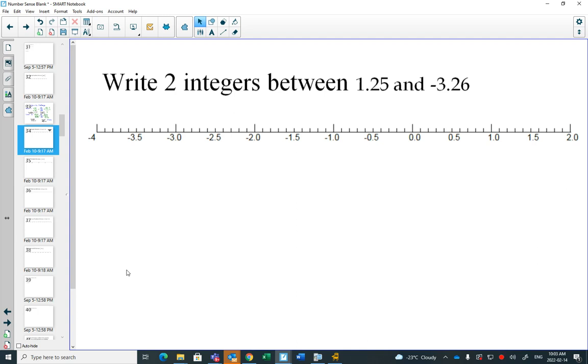So the first thing I want you to do is to draw a dot on the number line where 1.25 is and a dot on the number line where negative 3.26 is. Got them on there already? Good.